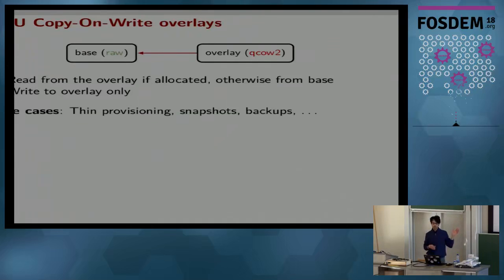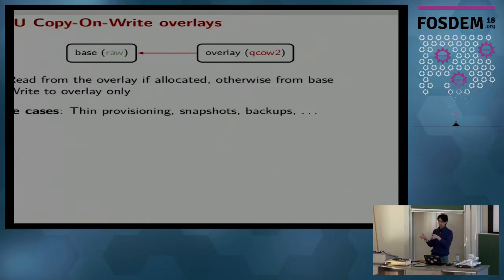QEMU's copy-on-write overlays, as most would know, offer a way to refer to a base image that has, for example, a Fedora operating system. You can then create an overlay based on that base image, where this overlay refers to the base image, and you can do all kinds of destructive things in this overlay. And then, if you screw something up, you can discard it and go back to the base image.